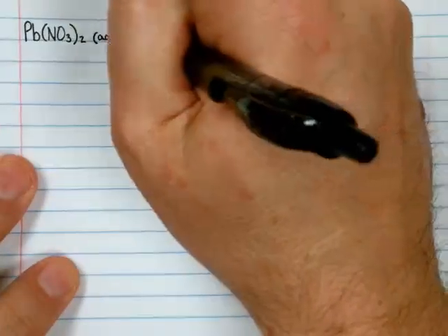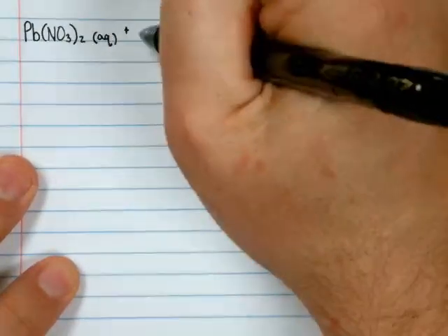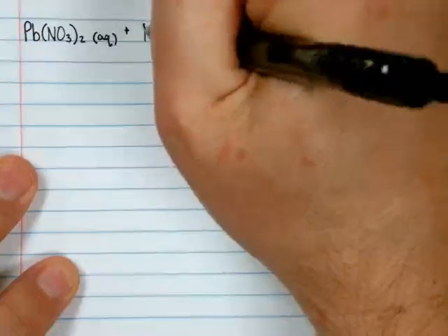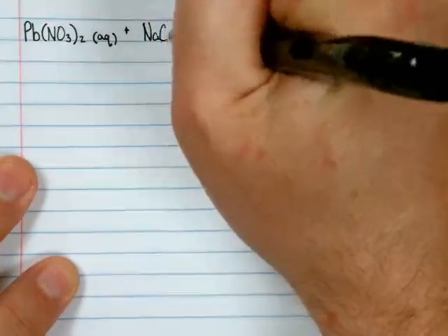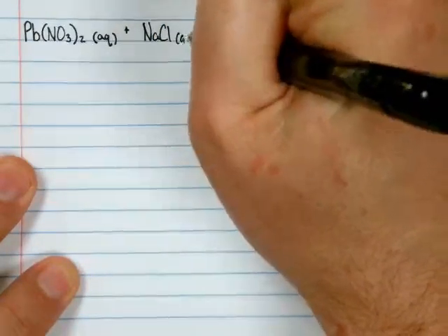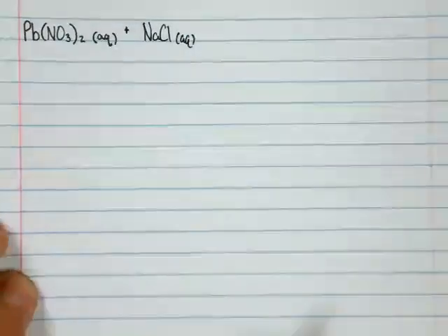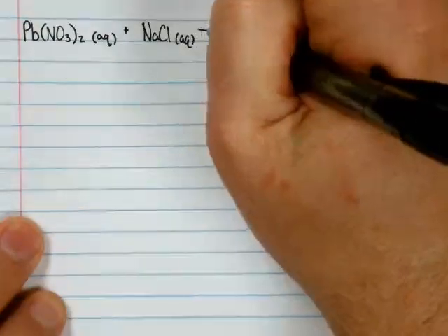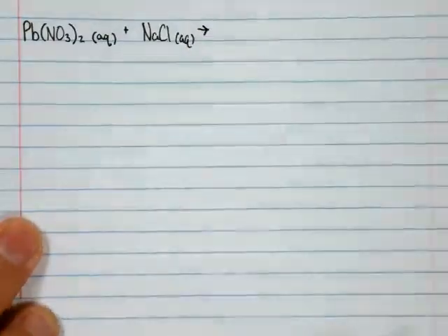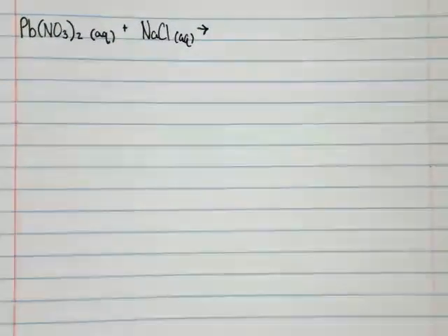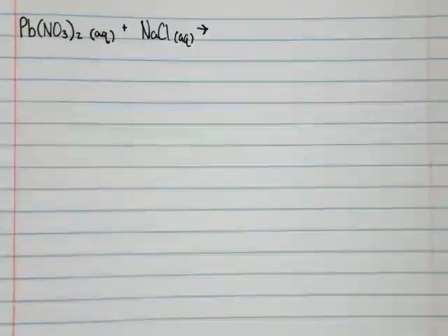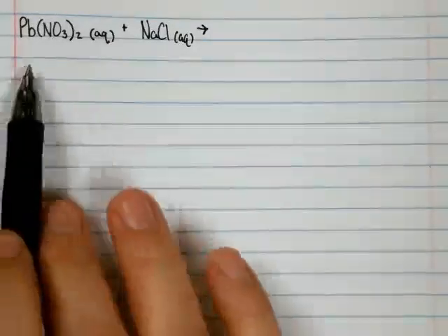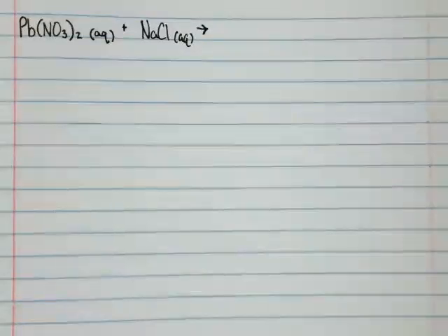So aqueous lead nitrate reacts with aqueous sodium chloride. So we have to predict our product and then balance the equation. When you look at this, what kind of reaction would you say that would be?